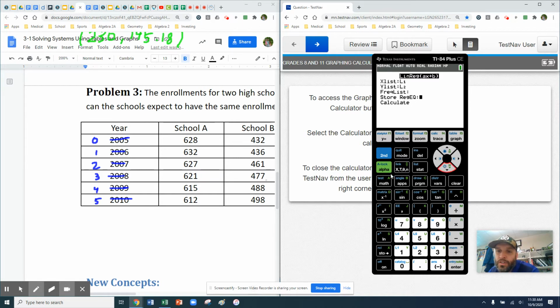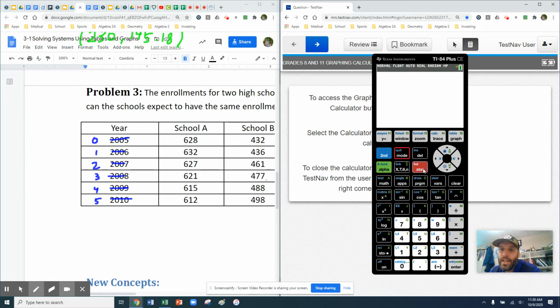We are going to store this one so that we can calculate when they are the same into our y equals. So we're going to hit alpha, trace. We'll store this into the y1, and we'll calculate. So there's your equation. If you want to write that down and type it in by hand, you can. But if you do the store equation into y1, it is now in your y equals.